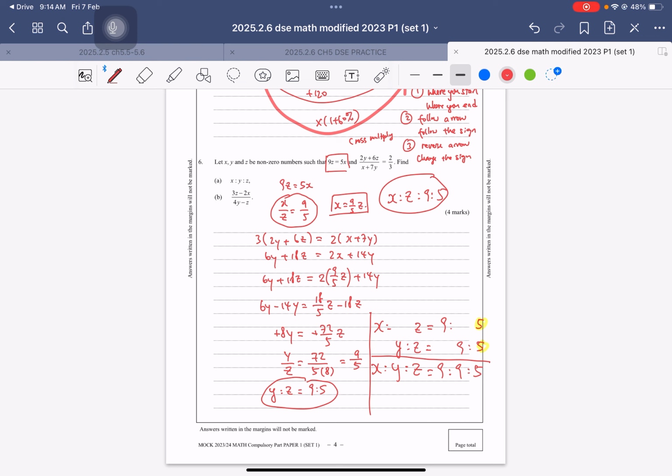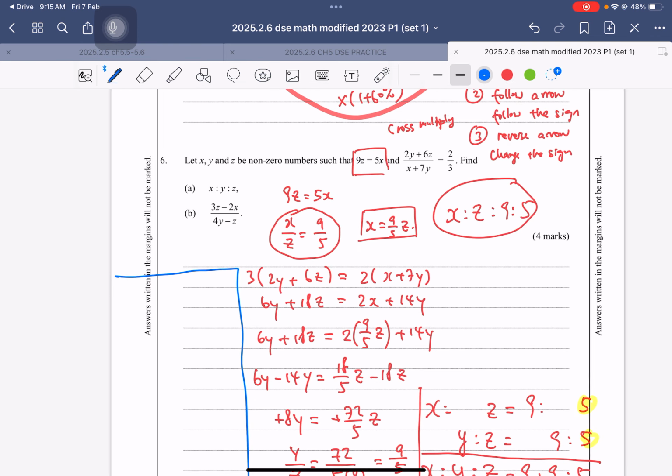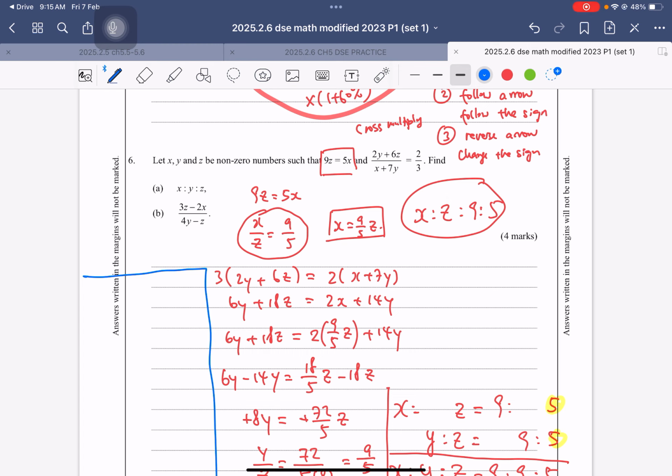So for the last part, I'll teach you another method. If you think substitution is very, very annoying, what I have here is x to y to z. Some of you used the method already, but you're missing something. I told you again, you can use that method, but remember to write down the k.